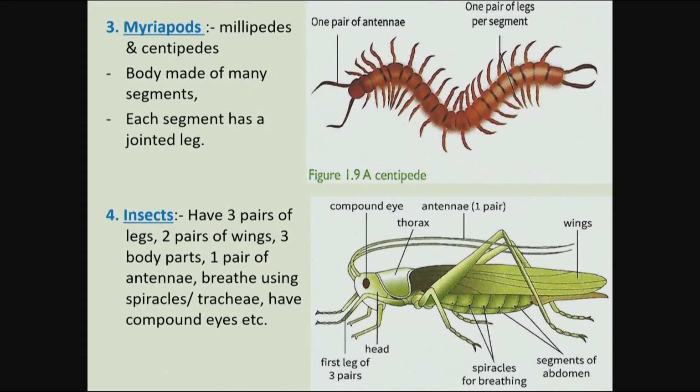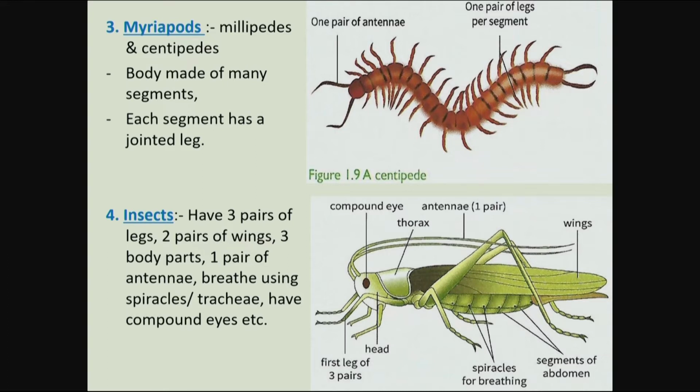The third group of arthropods are the myriapods. The myriapods, the millipedes and the centipedes, are characterized by so many legs. They have so many legs in their body. In fact, the body has many segments, and each segment has a jointed leg. Each segment has at least a pair of jointed legs.